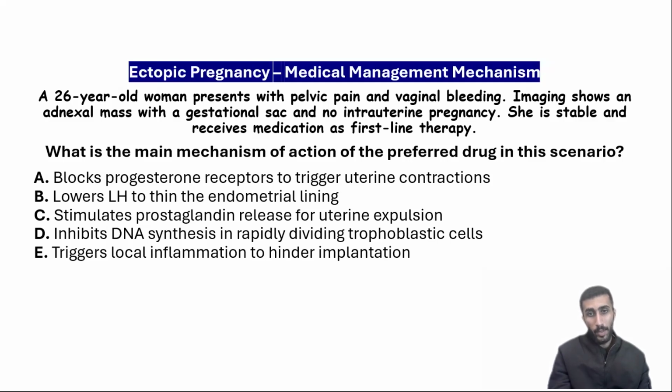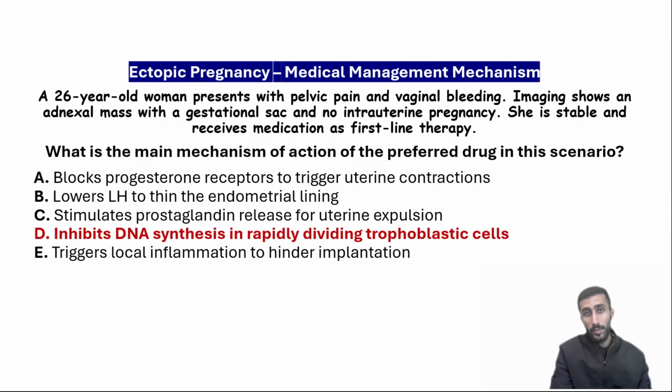Pause the video and think about the correct answer. And the correct answer is D, which is the inhibition of DNA synthesis in rapidly dividing cells, like trophoblastic cells. So this patient has a gestational sac shown by imaging and no intrauterine pregnancy, plus pelvic pain and vaginal bleeding. This refers to an ectopic pregnancy.